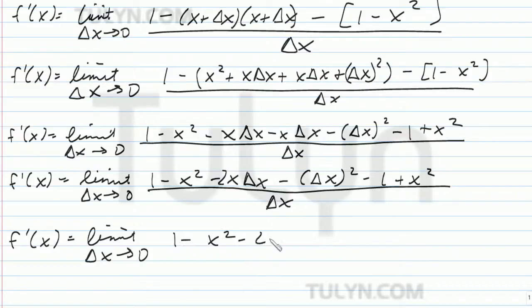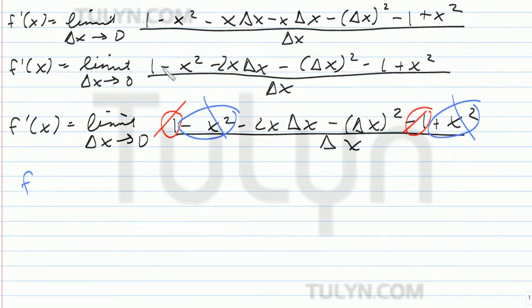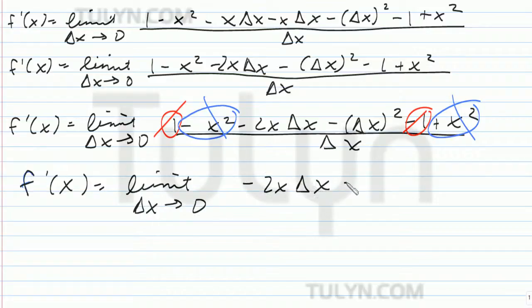1 minus x squared minus 2x delta x minus delta x squared minus 1 plus x squared, divided by delta x, right? So right here it's going to be positive 1 and negative 1. They cancel out, different signs. You've got negative x squared and positive x squared, they cancel out, different signs. You're going to be left with f prime of x equals the limit of delta x approaching 0, negative 2x delta x minus delta x squared divided by delta x.